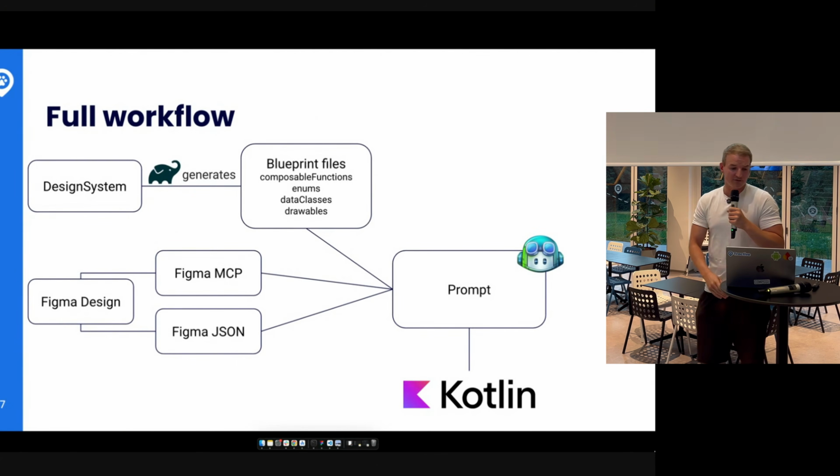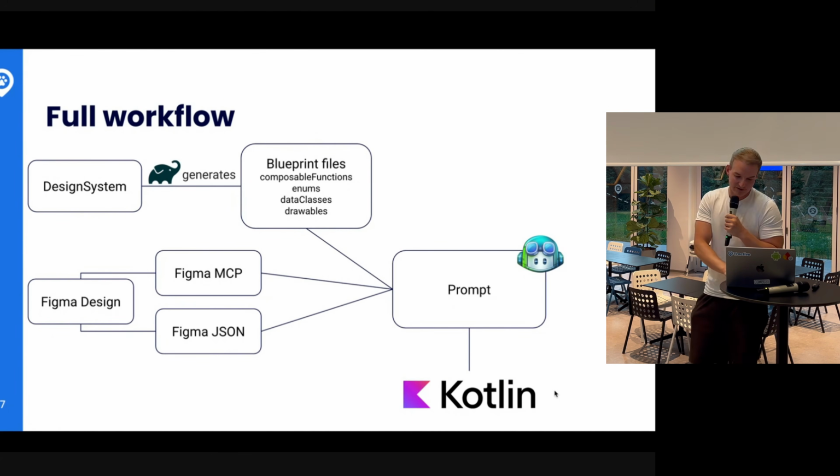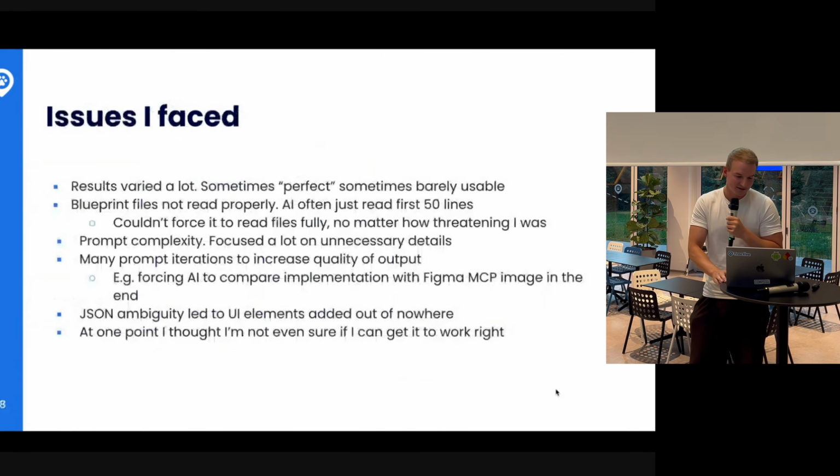So my full workflow then was, we have the design system here, we have a Gradle task, which is the build system on Android, which runs on every build that has some changes to the design system, and generates my blueprint files, basically. Then I have my Figma design, which I connect to my prompt via the MCP and the JSON as well. And my prompt magically ties everything together and outputs a Kotlin file with the whole design.